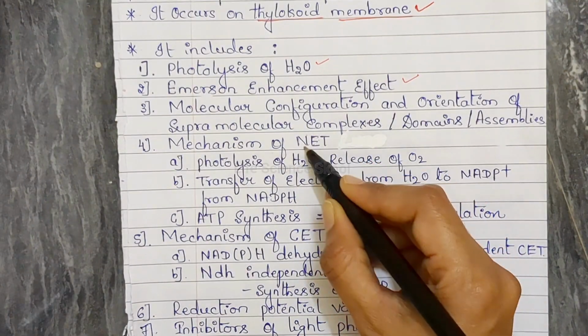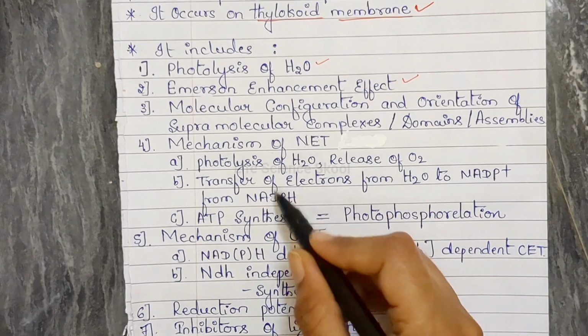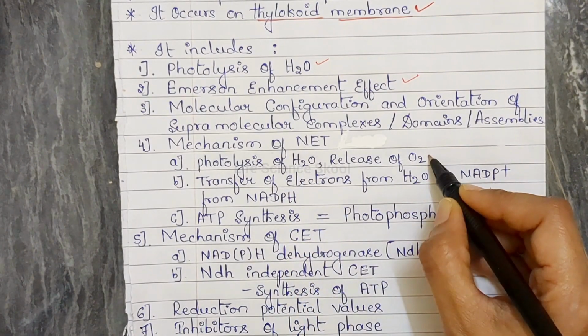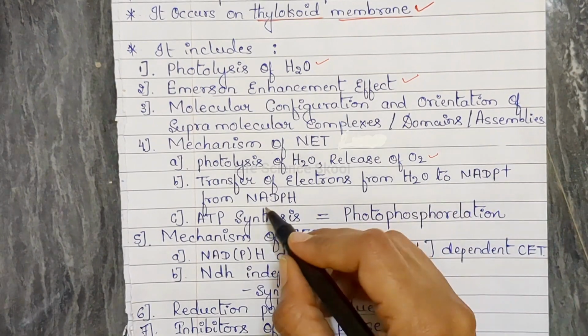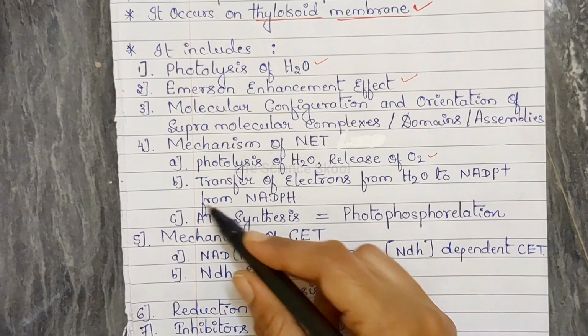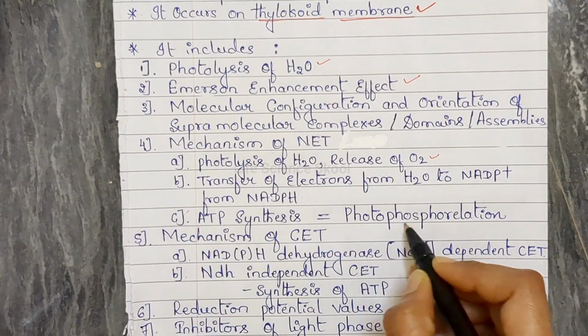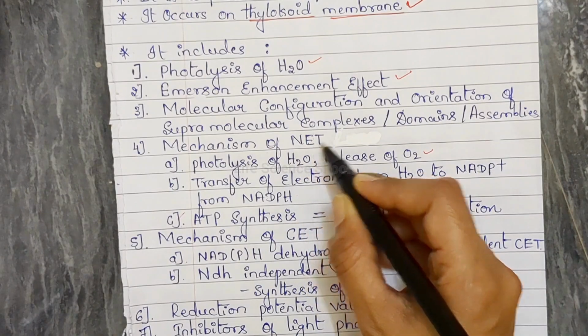The mechanism of non-cyclic electron transport includes another three steps: photolysis of water and release of O2, oxygen; transfer of electrons from water to NADP plus to form NADPH; and then the third one, ATP synthesis, where the energy molecule is synthesized, which is called photophosphorylation. These are all the steps included in non-cyclic electron transport.